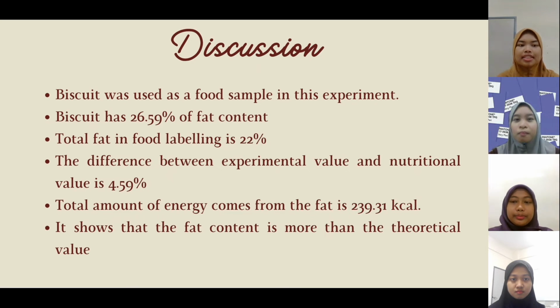Okay, I will continue with the discussion. Biscuit was used as a food sample in this experiment. Based on the results, the biscuit has 26.59% of fat content, and total fat in food labeling is 22%. The difference between the experimental value and the nutritional value is 4.59%. Based on the fat content, the total amount of energy that comes from the fat is 239.31 kcal. From the result obtained, it shows that the fat content that we got during the experiment is more than the theoretical value in the nutritional labeling.